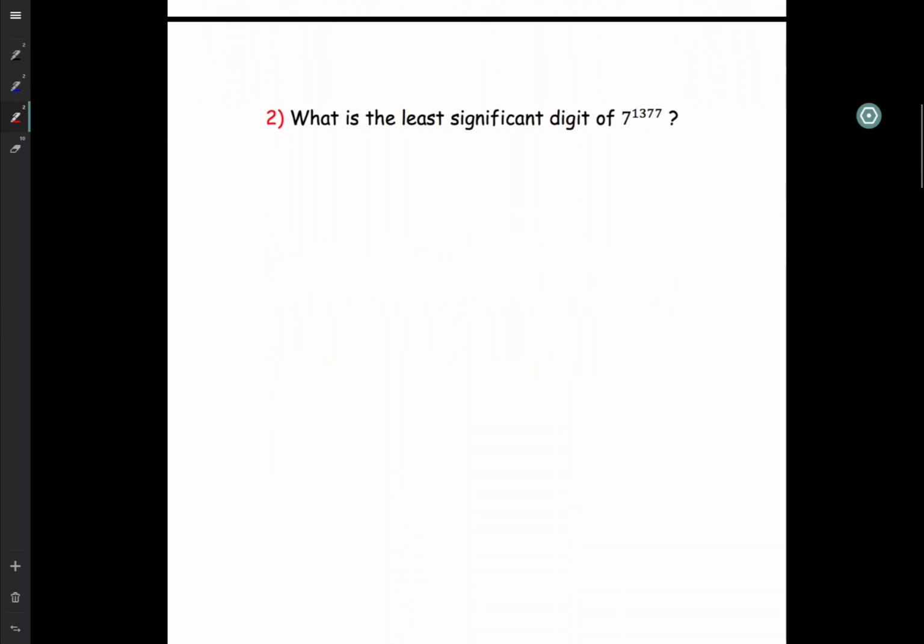The second question: what is the least significant digit of 7 to the 1377th power? So first of all, 7 is an integer number, right? And therefore, when we raise it to some integer power, the result is also some integer number.